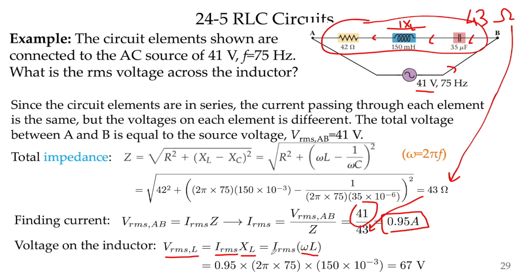Okay, so the RMS current is 0.95 here. The omega here is 2 pi 75. Why 75? Because it's 75 hertz. That's the frequency. I have to multiply by 2 pi. And the inductance is 150, it's given in the problem. So 150 millihenry. Milli means 10 to the negative 3, so I have to convert it to Henry. And if you do the multiplication, you will find the voltage on the inductor, the RMS voltage, is 67 volts.